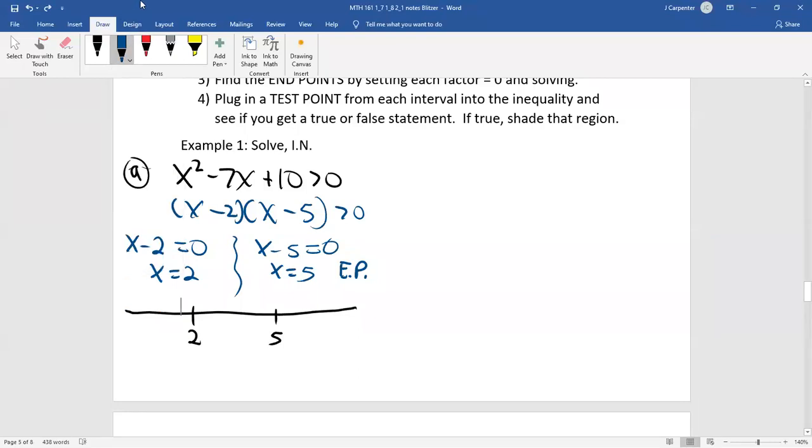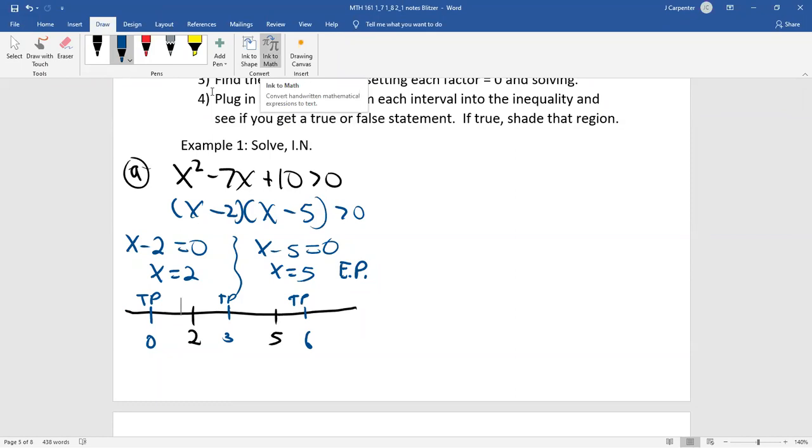We need a number to the left of the 2. I like to use 0 whenever I can plug it in, and I even like to label my test points, so I'm going to plug in a 0. Between 2 and 5, I like whole numbers, either 3 or 4. I usually pick the smaller one, so 3. And to the right of 5, I could use 7. I could use a million. I could use 9.7. I could use 5.0001. But I like to use the smallest whole number possible. That's just my preference, so I use 6. Go with whatever you like.